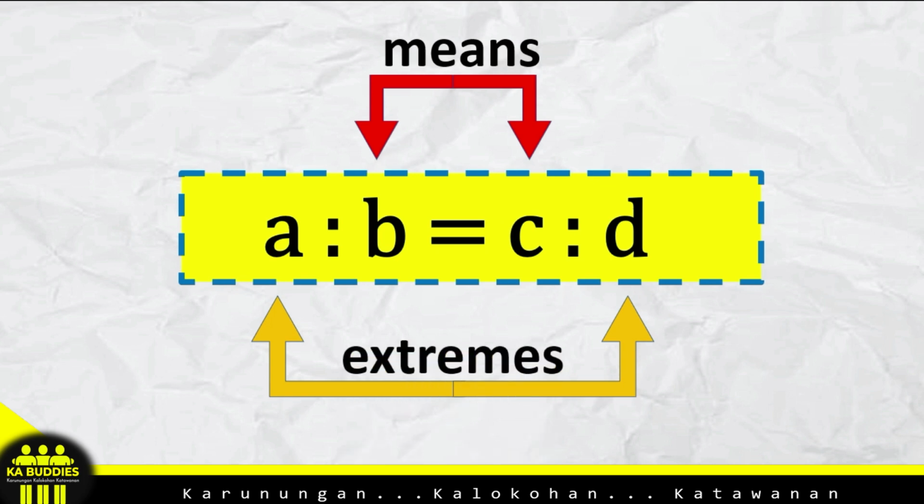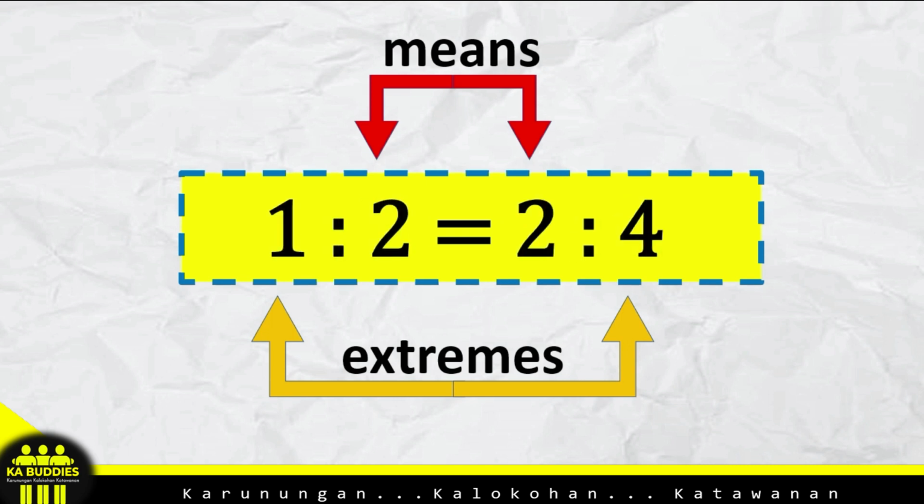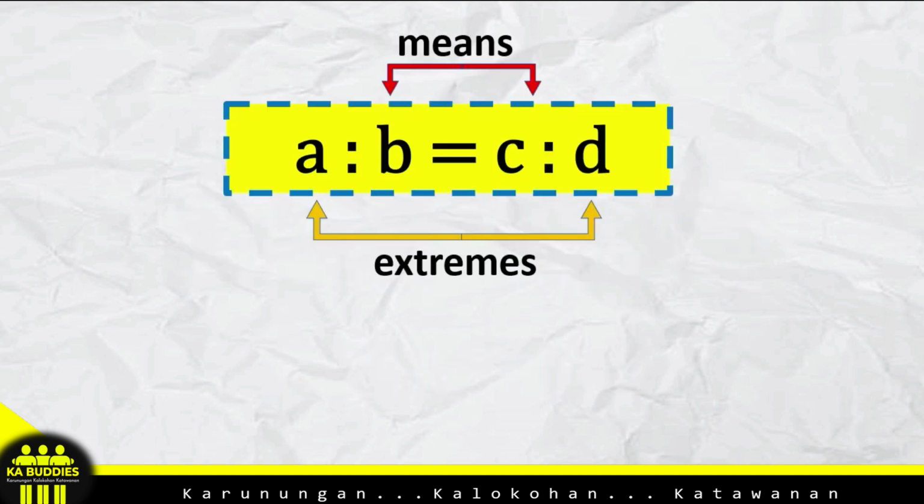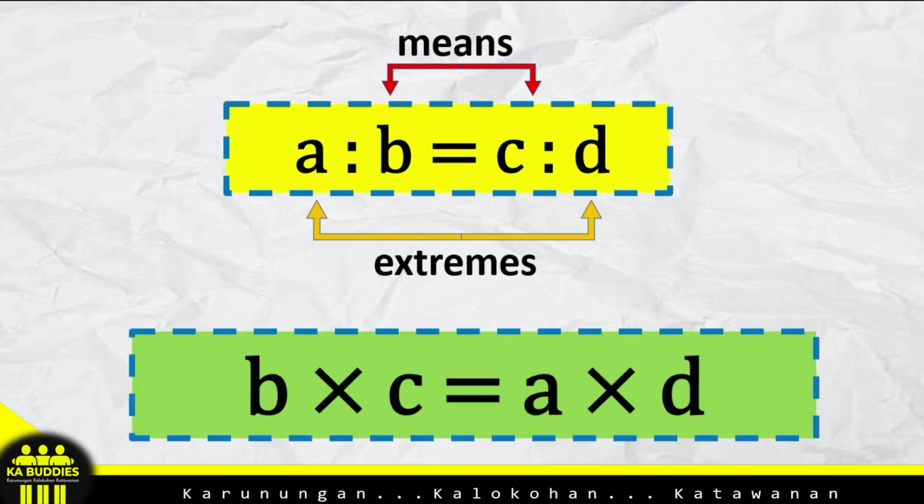So since we already know the means and extremes, we are now able to identify the means and extremes in our previous example. So next, let's proceed. So again, this is the illustration. What we need to do to identify whether the given ratios are a proportion is to multiply the means and extremes. So we have here B times C, which is the means, and A times D, which is the extremes.